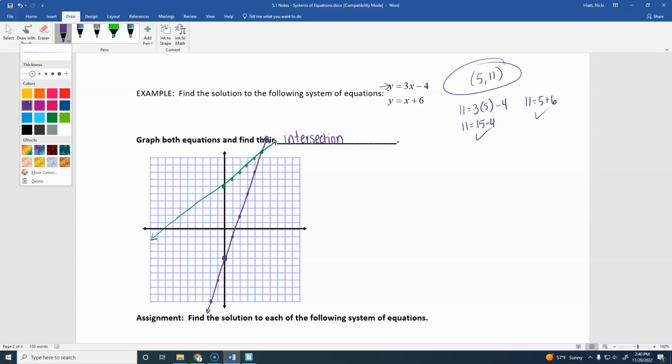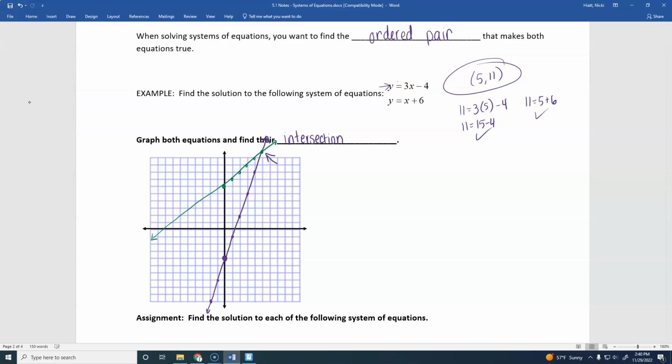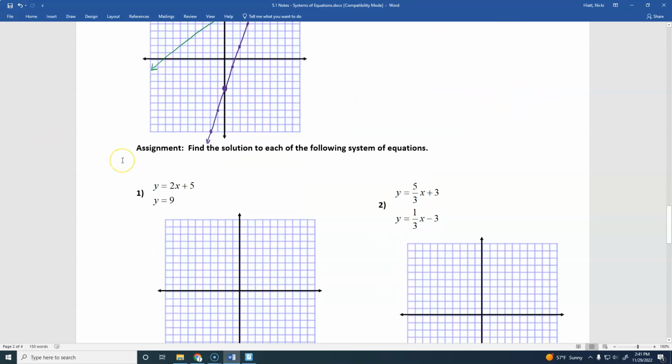And that point is the point that Aiden told us about. It's 5, 11. Yes. You are a day ahead of us. So, yes, but we're not going to do that today. Yeah, that's a different method. Today we're just going to graph.